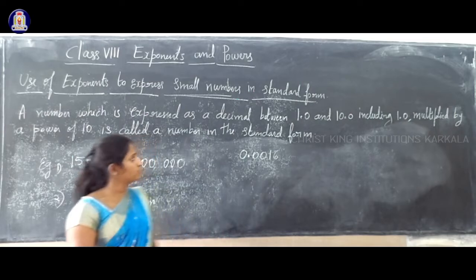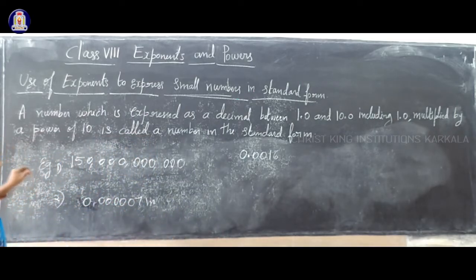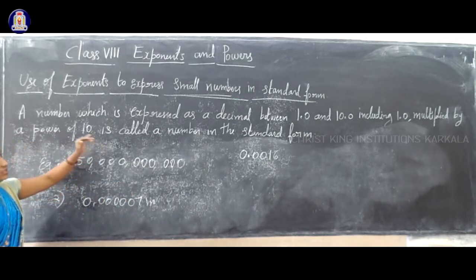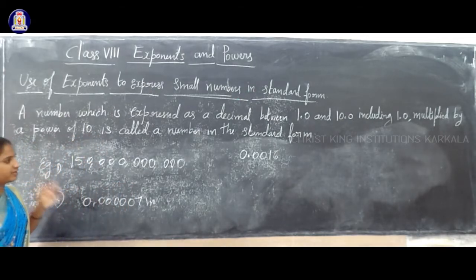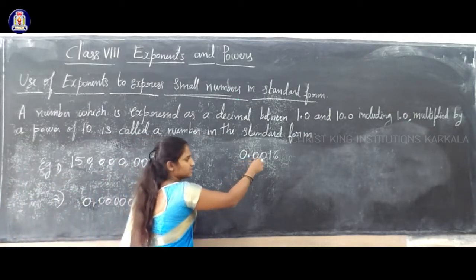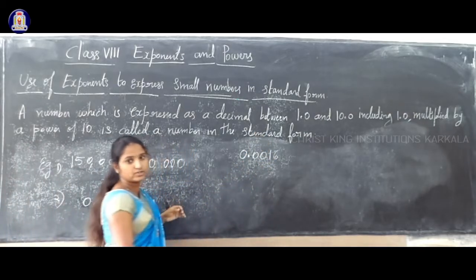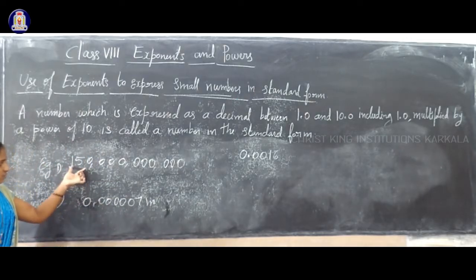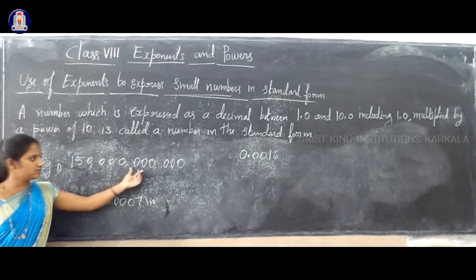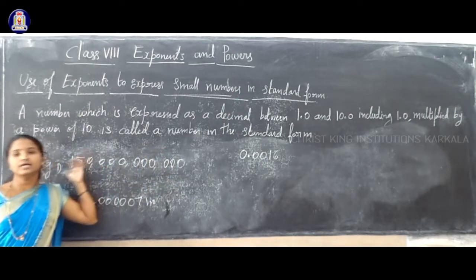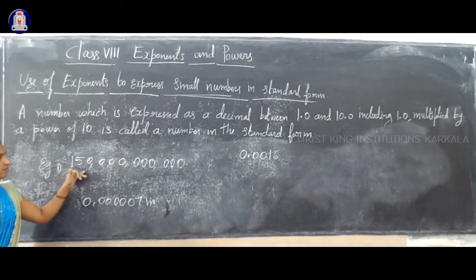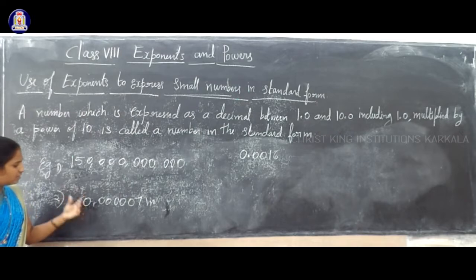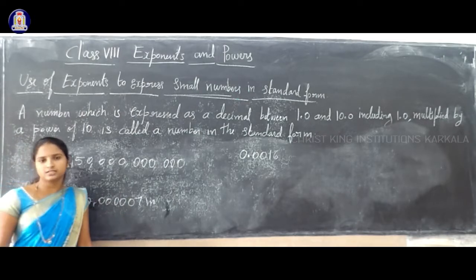How to represent a small number in standard form? Clear? How can we represent a small number in standard form? A small number means, for example, 0.0003 or 0.00017. These are small numbers. A large number is like this: 150,000,000,000. So this is a large number. We know how to write a large number in standard form. Similarly, you write a small number in standard form.